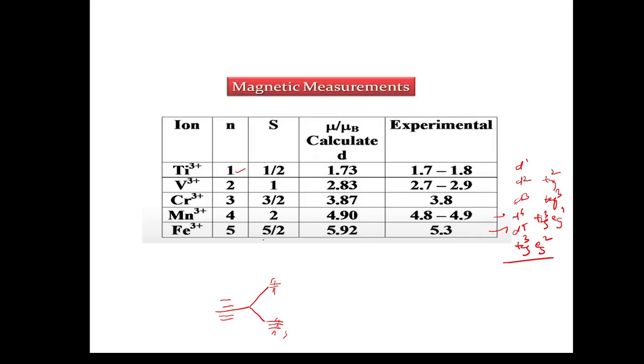And if we calculate the magnetic moment, it will be the square root of n(n+2). So if we consider n equal to 1, it will be 1.73; n equal to 2, it will be 2.83; n equal to 3, it will be 3.87; n equal to 4, it will be 4.9; and n equal to 5, it will be 5.92.